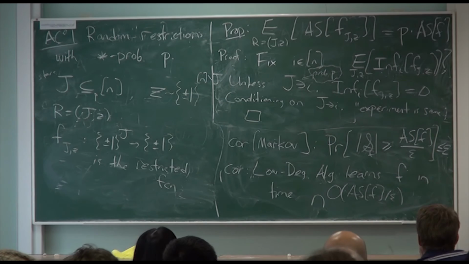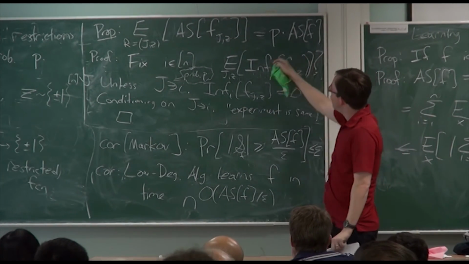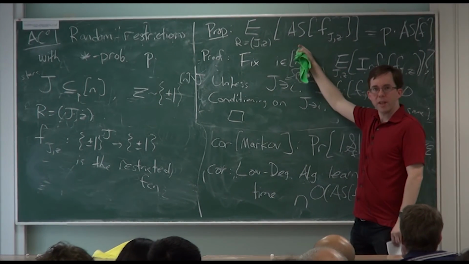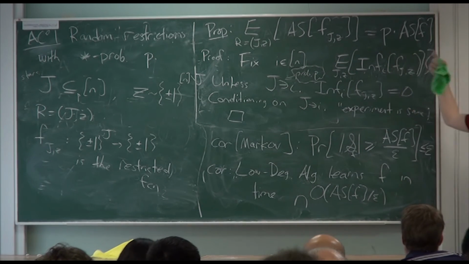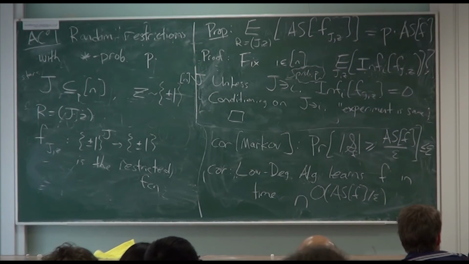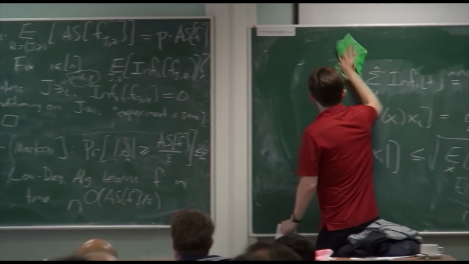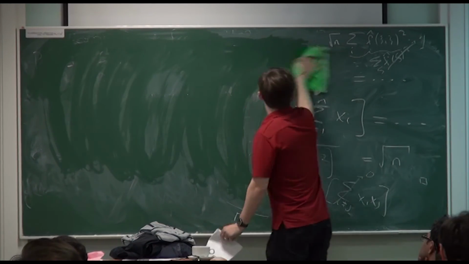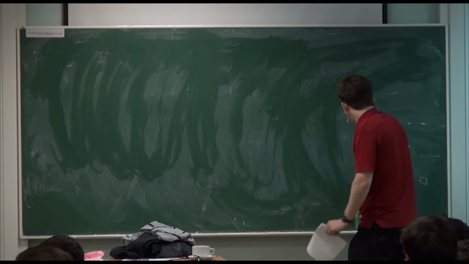So that's very good, because now if you could figure out something about this, which actually looks a bit harder, you'd conclude something about the average sensitivity of F. And then if you concluded that the average sensitivity was small, you could conclude that you could learn the function quickly with this low degree algorithm. So how can we get a grip on the expected average sensitivity of the restricted function?